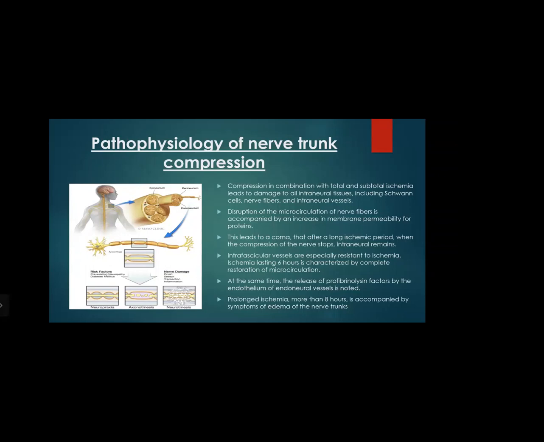Ischemia lasting for 6 hours is characterized by complete restoration of microcirculation. At the same time, release of profibrinolysin factors by the endothelium of the vessel is noted. Prolonged ischemia of more than 8 hours is accompanied by symptoms of edema of the nerve trunks. So as you can see in the diagram, we can see 3 types of nerve damage by compression. It can be neuropraxia, then axonotmesis, and neurotmesis, in which the nerve is fully damaged.